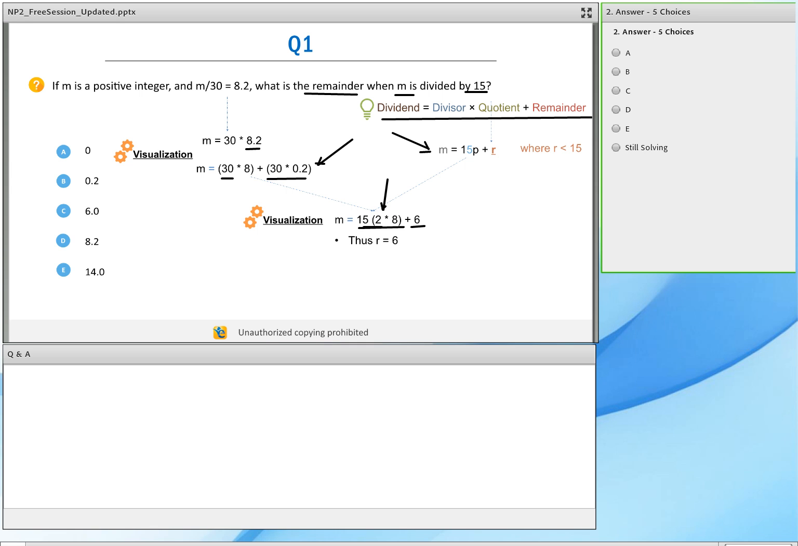Now the next question that you're going to see is going to be very, very similar. Try following this process. Try to apply the constraint, and let's see if you guys can get the correct answer and get it quickly. Okay, so let's get to 100 people saying still solving.